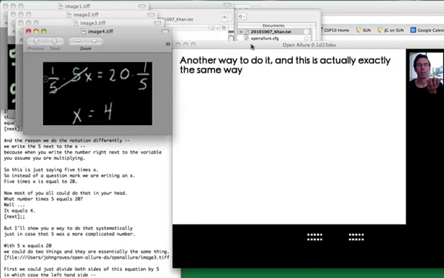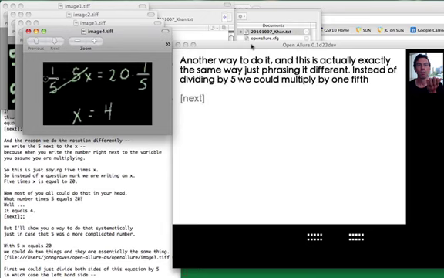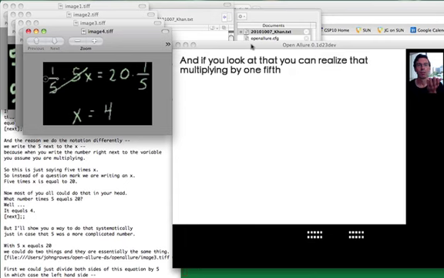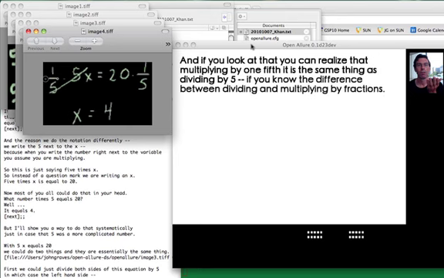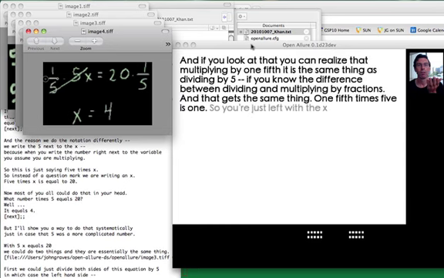Another way to do it, and this is actually exactly the same way, just phrased differently, instead of dividing by 5 we could multiply by 1/5. And if you look at that you can realize that multiplying by 1/5 is the same thing as dividing by 5, if you know the difference between dividing and multiplying by fractions, and that gets the same thing. 1/5 times 5 is 1, so you're just left with x equals 4.